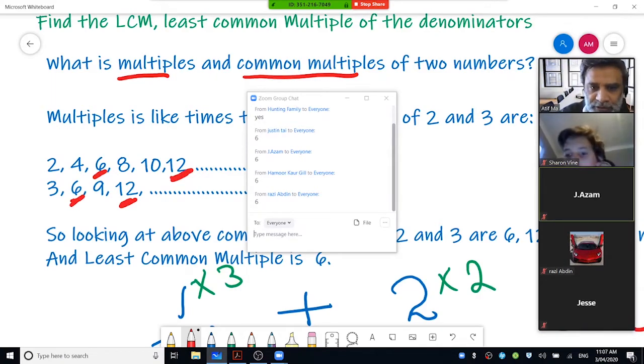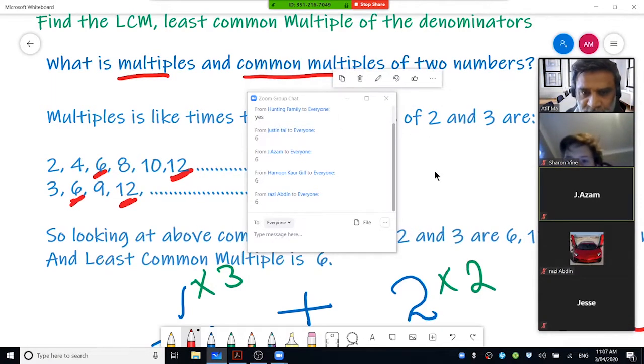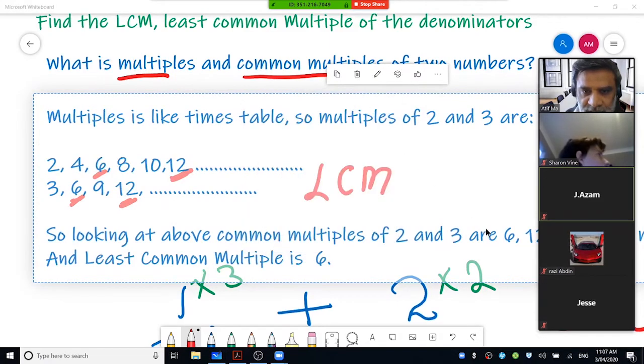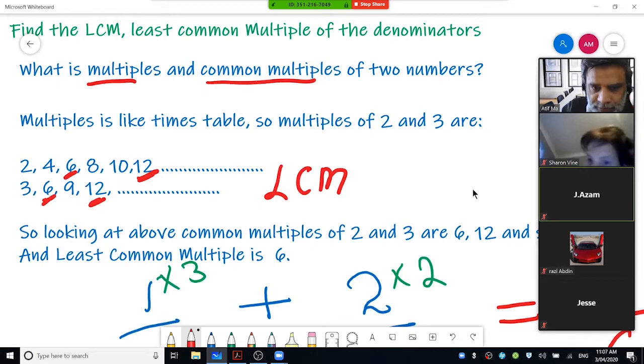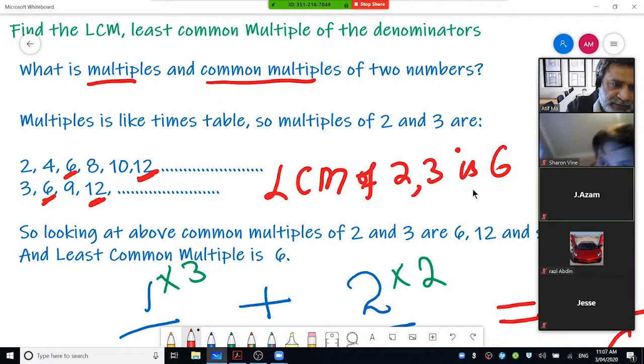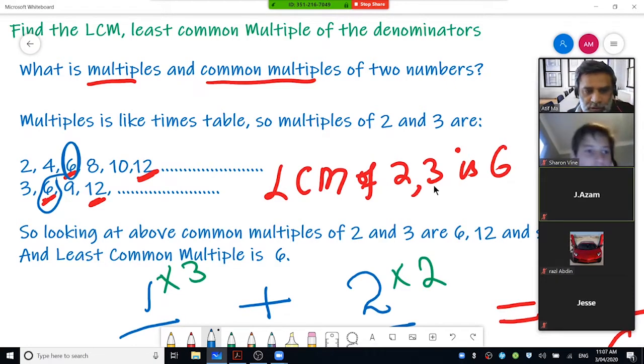So I will do it here again. In this case, the least common multiple of 2 and 3 is 6, which we see. Let me change the color, and we see it here and here. Looking at some common multiples, let me go here and come back.